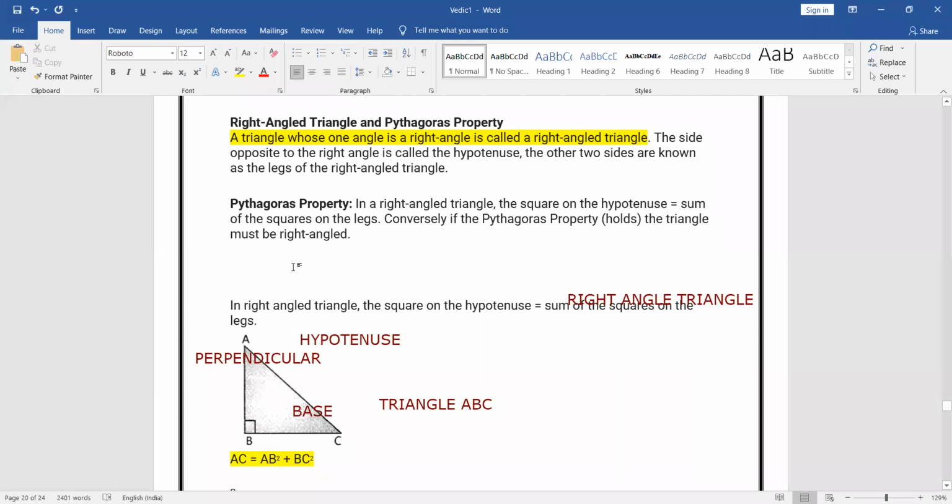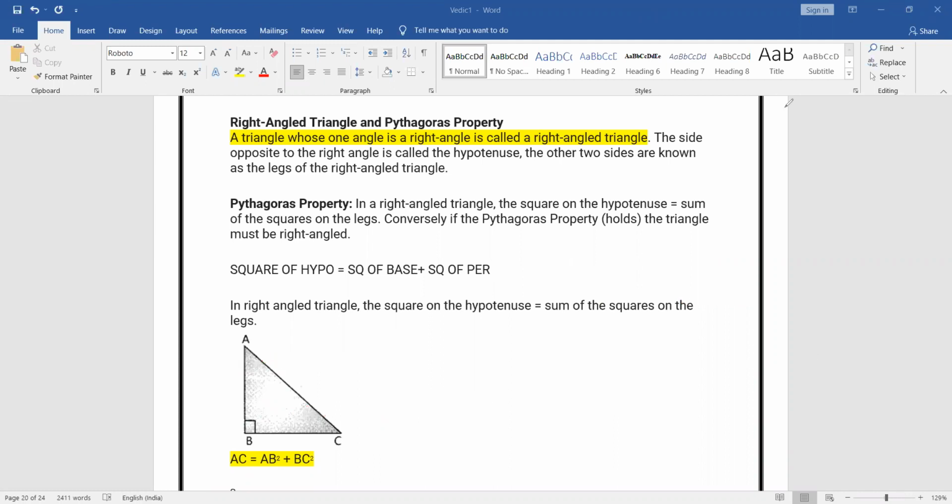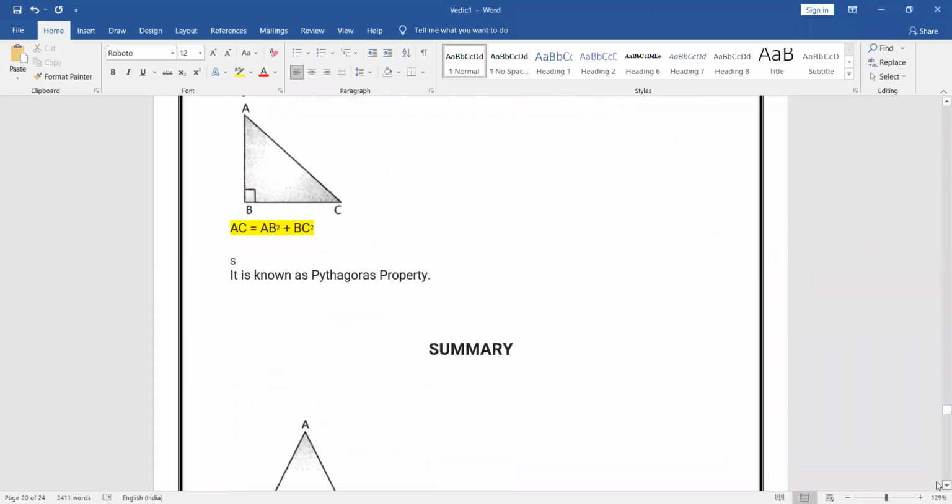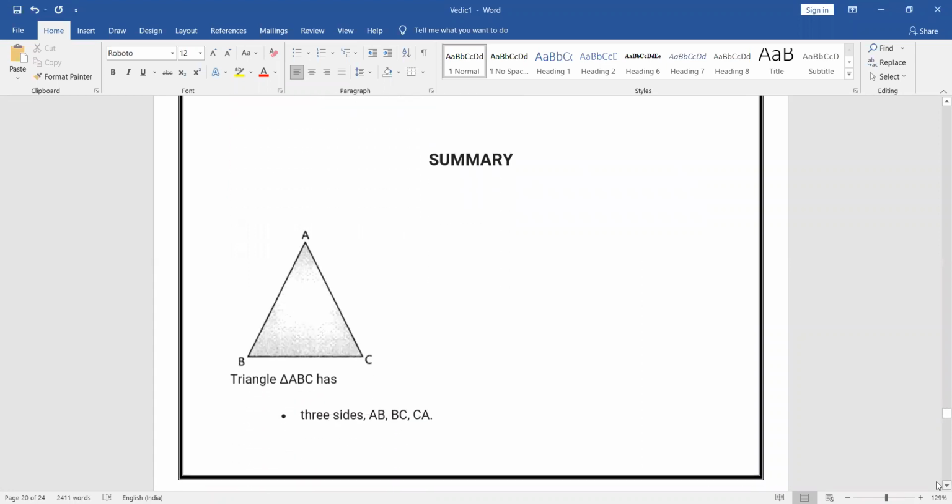Otherwise, you can say that the square of hypotenuse is equal to square of base plus square of perpendicular. This you need to learn. With the help of this, we can easily solve whatever questions are there in our exercise. In exercise 6.5, whatever questions are there, we can easily solve with this property. Now see, let us revise all the things we have discussed in this chapter.